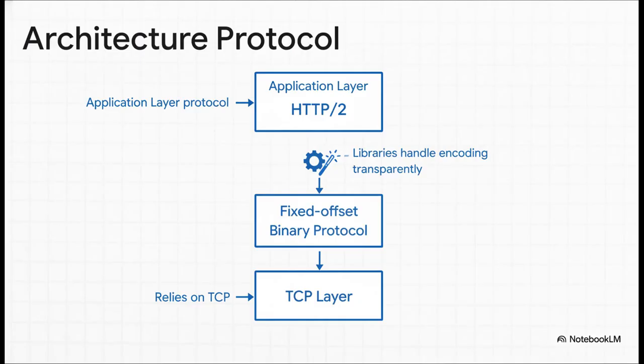When we step back and look at the overarching architecture, it is super vital to remember that HTTP/2 absolutely remains an application layer protocol. It still fundamentally relies on TCP to get data reliably from point A to point B. The big swap is that it replaces all that variable text with a strict, fixed offset binary protocol. And honestly, the best part for us developers, you don't have to rewrite your web apps, not at all. The application layer never sees this binary format directly. Your standard HTTP libraries step in and handle all the encoding and decoding completely transparently.